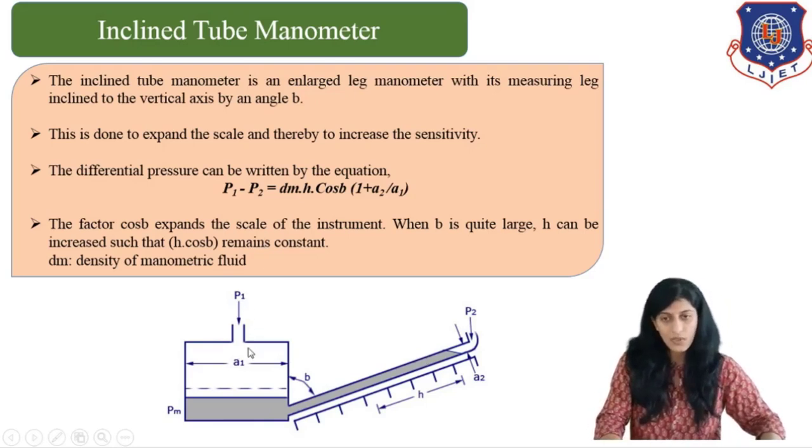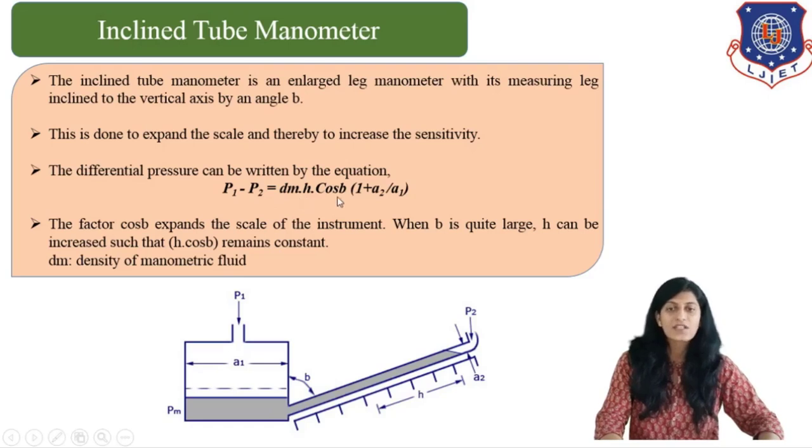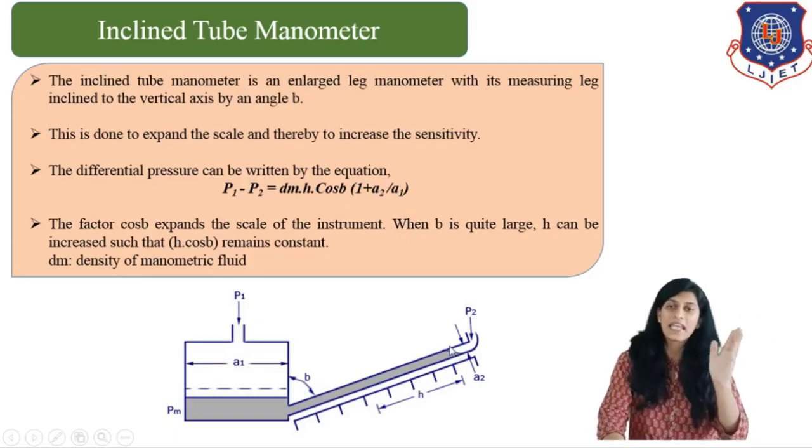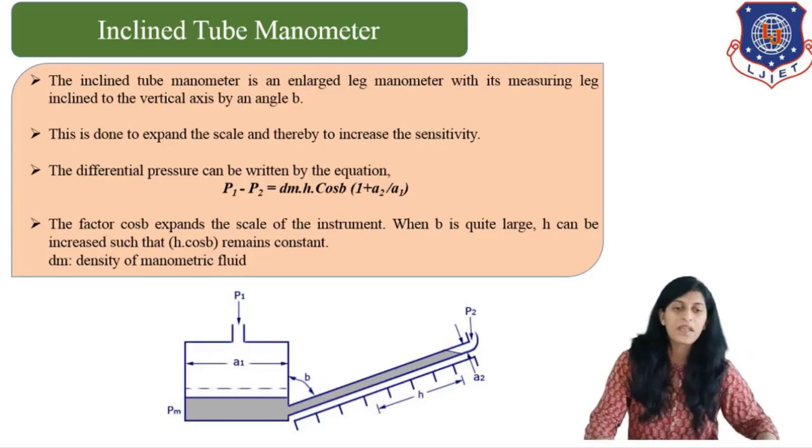Once we apply pressure here, the liquid will start to travel in limb 2, and using the formula given here, that is P1 minus P2 equals dm g h cos theta times (1 plus A2 by A1), where A2 is the area of the limb which is inclined and A1 is the area of the limb which is vertical.